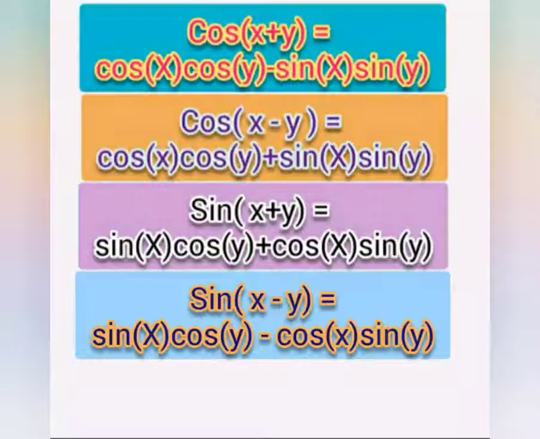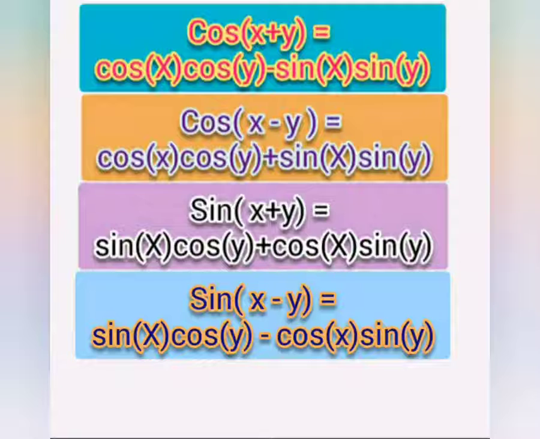That is, we will find how cos(x + y) is equal to cos x cos y minus sin x sin y. Cos(x - y) is equal to cos x cos y plus sin x sin y. Sin(x + y) is equal to sin x cos y plus cos x sin y. And sin(x - y) is equal to sin x cos y minus cos x sin y.